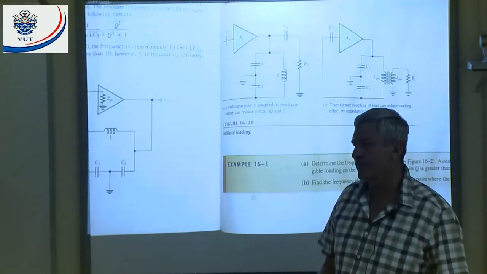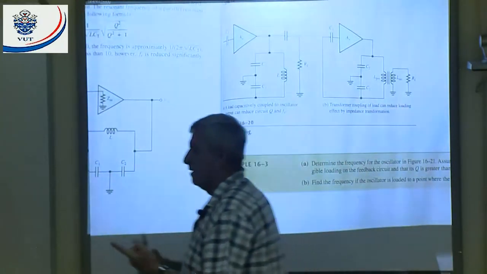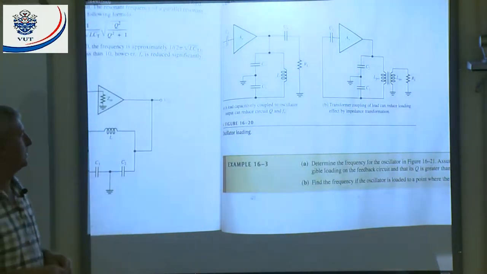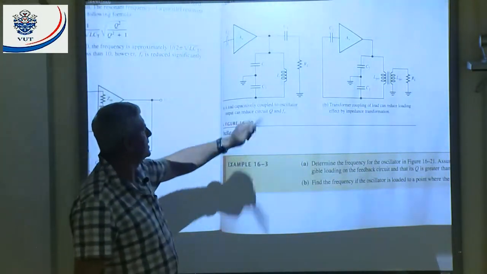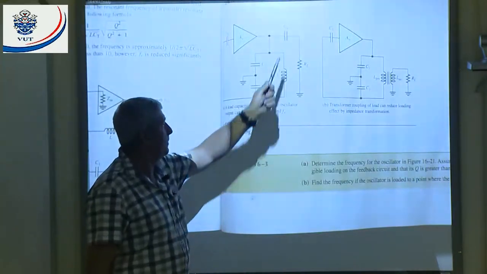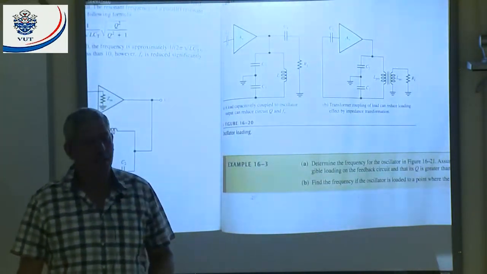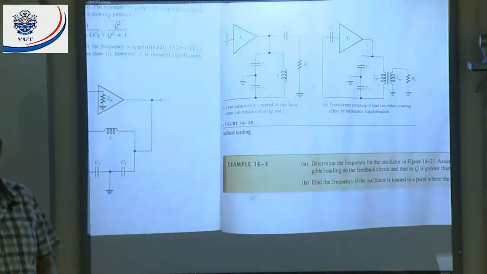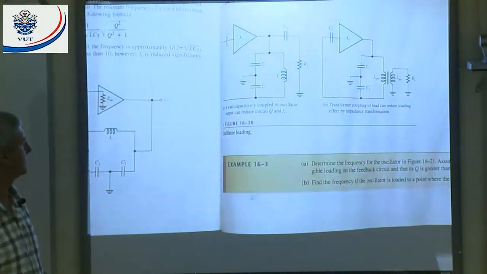That means we had two problems. The first problem was the loading of the resonant circuit due to the input impedance. We can reduce that by using a JFET self-biased amplifier. And then we also had the loading effect on my resonant circuit due to a capacitively coupled load. We can also reduce that by making use of transformer coupling there.